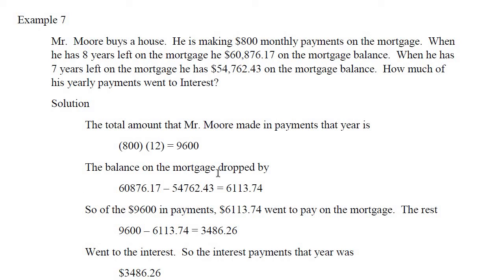Now the balance on the mortgage dropped from $60,876.17 to $54,762.43. So if we subtract those, that means during that year he paid his mortgage down by $6,113.74. The rest of that $9,600 went to pay on the interest. So if we subtract those two numbers, then that means he paid $3,486.26 on his interest that year.